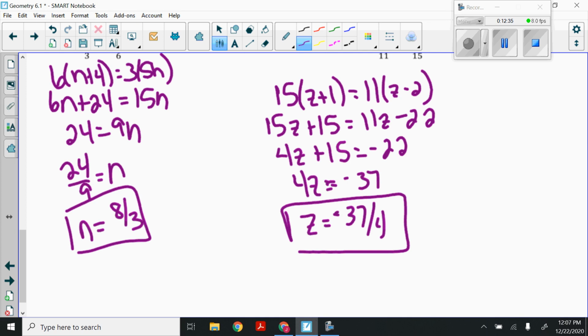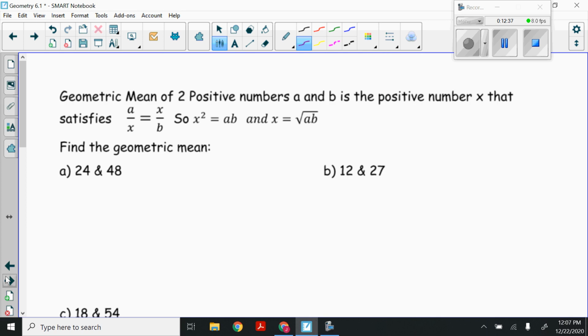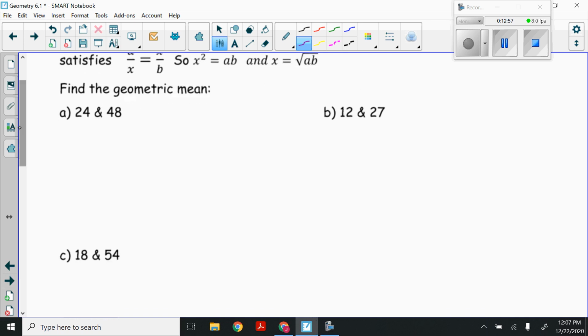All right, next page. We want to talk about geometric mean. So the geometric mean of two positive numbers, a and b, is the positive number x that satisfies the proportion a over x equals x over b, so that x squared equals a times b, and x is equal to the square root of ab. Okay? So find the geometric mean of 24 and 48.